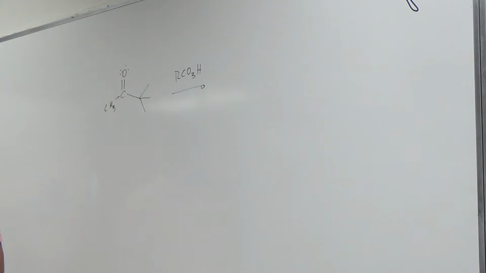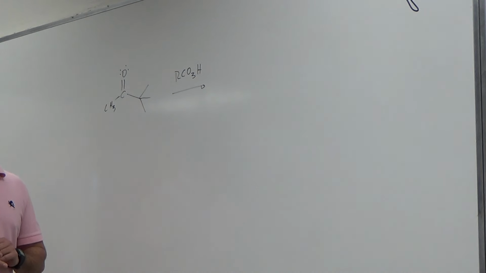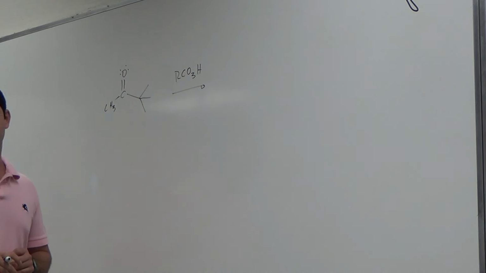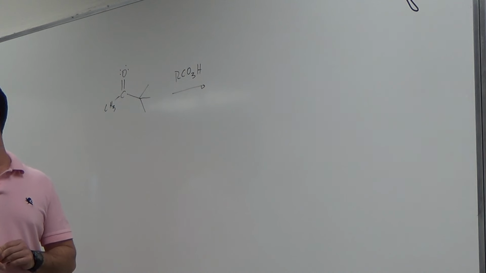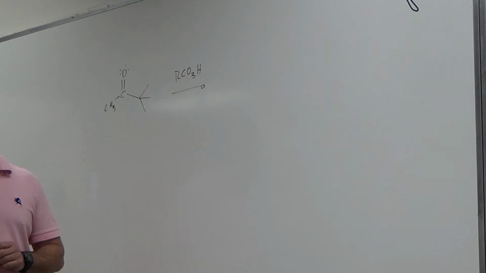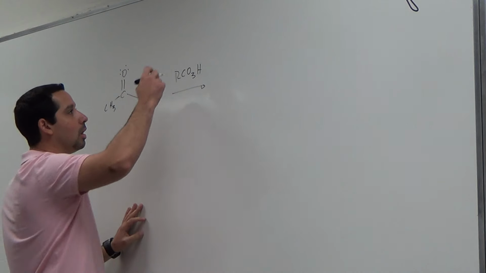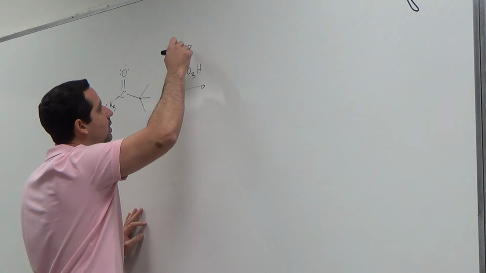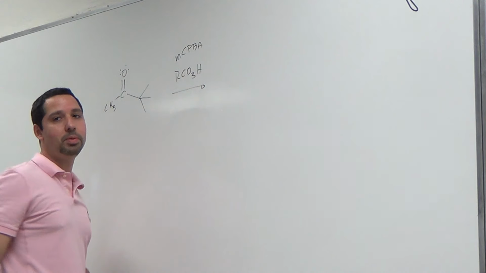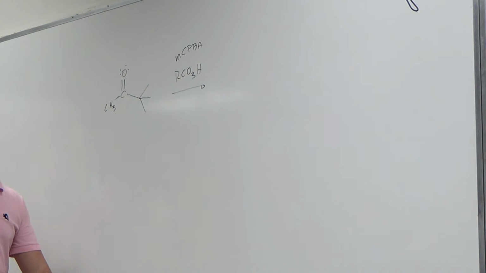Yes, the Baeyer-Villiger. What type of acids can give you that? They give you a peroxy acid. Which example did I give you? RCO3H. Yeah, but this is not specific. I told you mCPBA, meta-chloroperoxybenzoic acid.